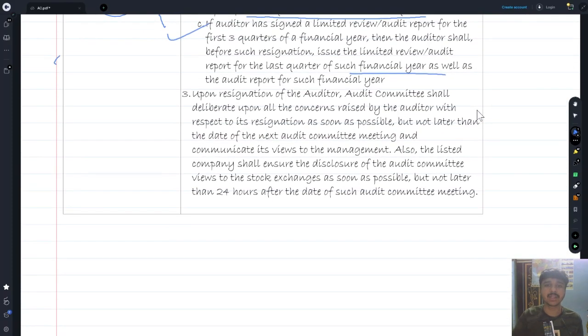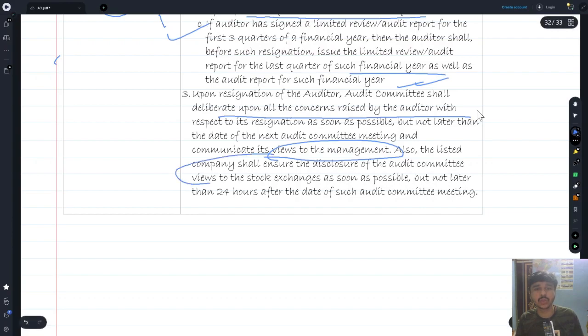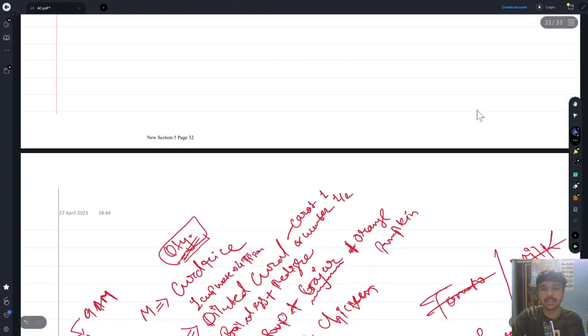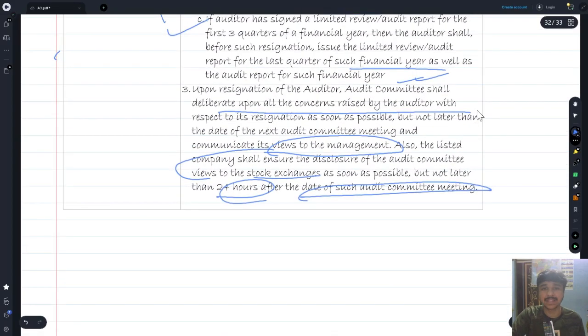Always remember, upon resignation of the auditor, the audit committee shall deliberate upon all the concerns raised by the auditor. The auditor is saying that the management was not giving us information and we are not able to access the inventory and all those concerns. The audit committee will deliberate upon it. As soon as the audit committee deliberates, they will tell their views to the management and they will also tell their views to the stock exchange within 24 hours after the date of the audit committee meeting. So timelines are done, and that's it guys.